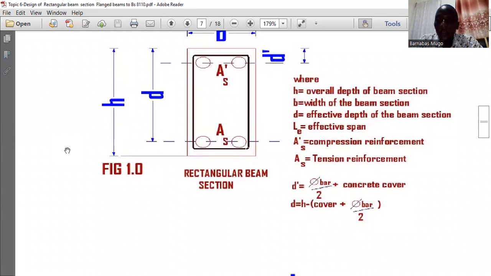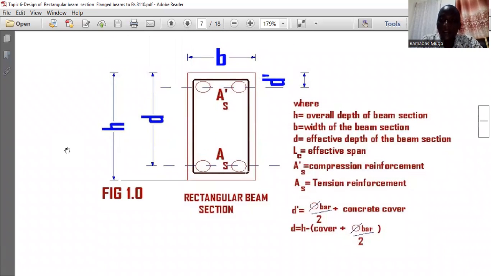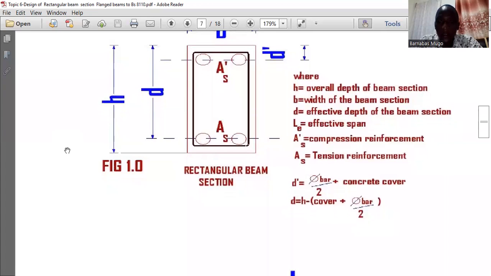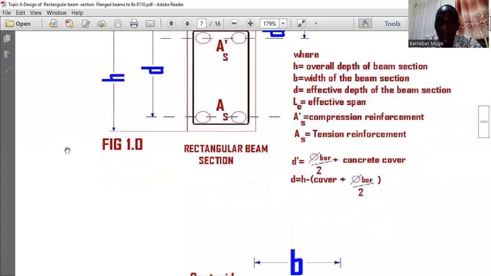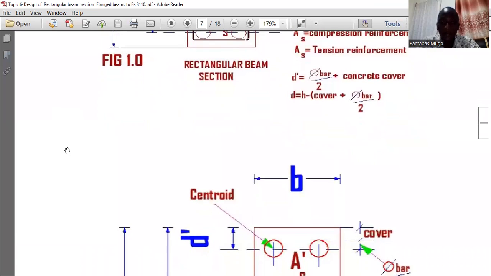Then you need to know that the D prime, the one that you can see from that diagram, is the bar divided by 2. That is, the diameter of the reinforcement bar, you divide by 2, and you add to the concrete cover. Then from there, you need to know that the D and D prime are related in that formula.